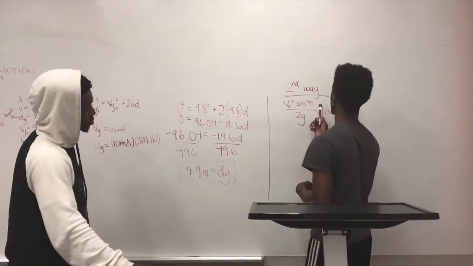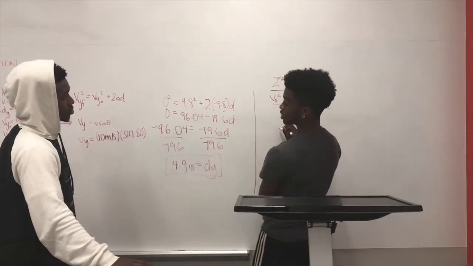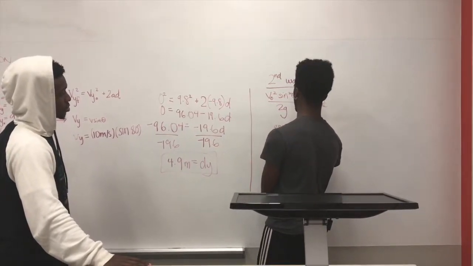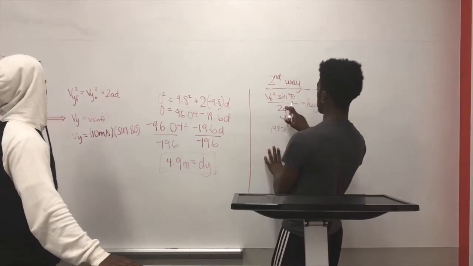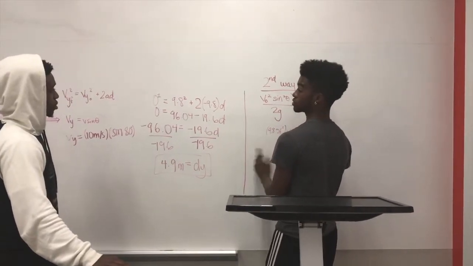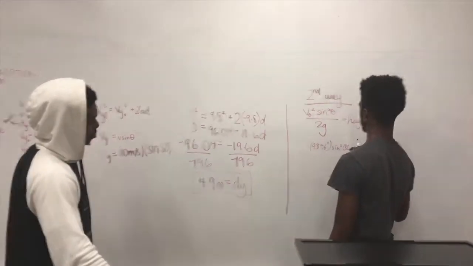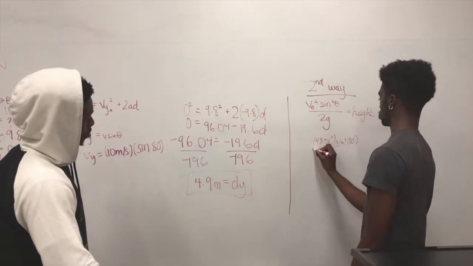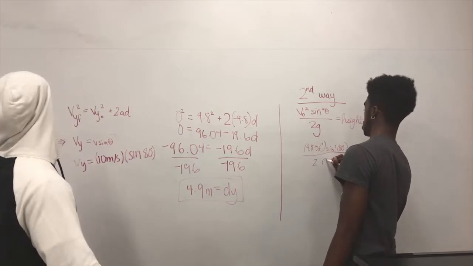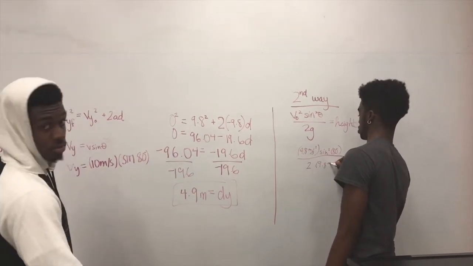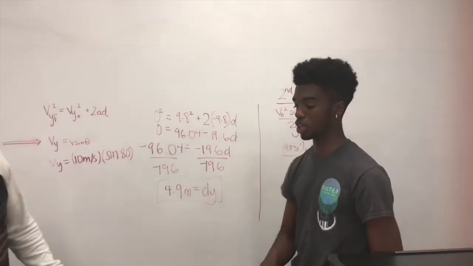We have the second equation, and we have velocity squared, which is 9.8 meters per second squared, times the sine of 80 degrees, squared, over 9.8 meters per second squared, which then gives you, hand me the calculator.